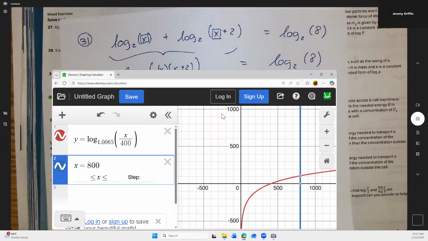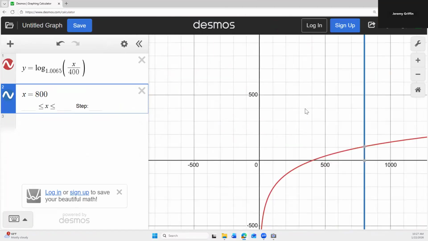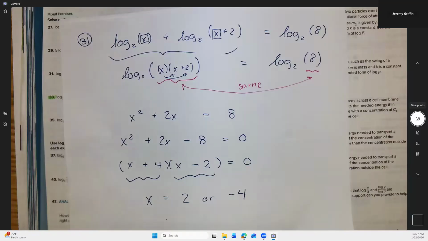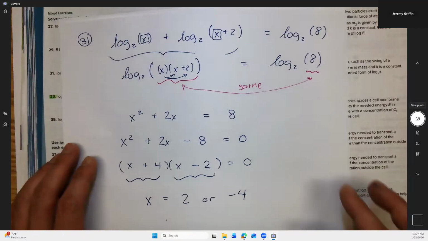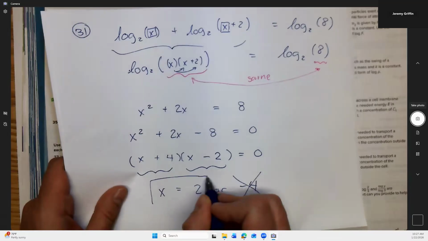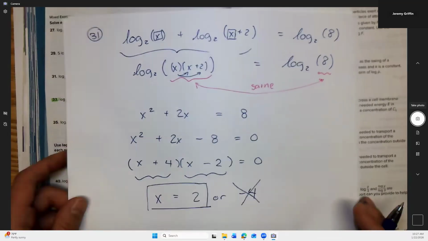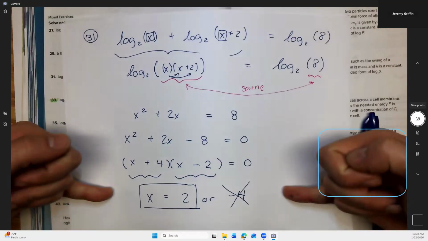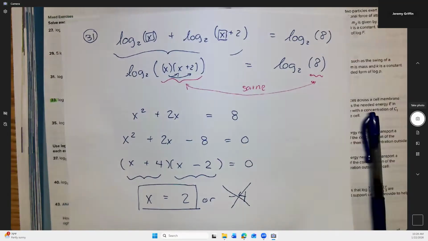No. Here's a basic log curve. That red line doesn't cross the y-axis. It's only positives. You only take logs of positives. Therefore, which answer do I have to throw out? Yeah, it's negative 4. So there's only one true answer, and that's x is 2. If you want to, you can plug that answer back into the original statement, and it'll give you a true statement.